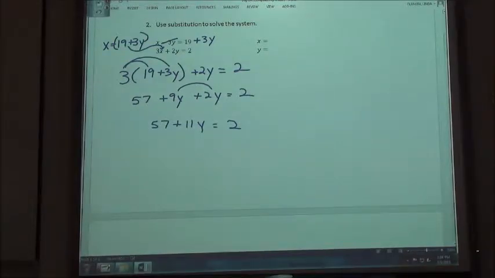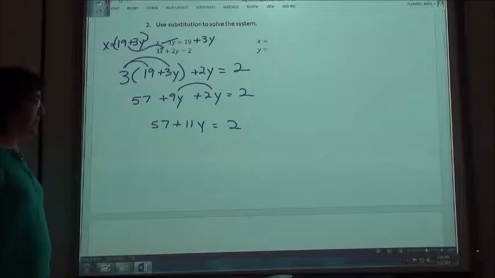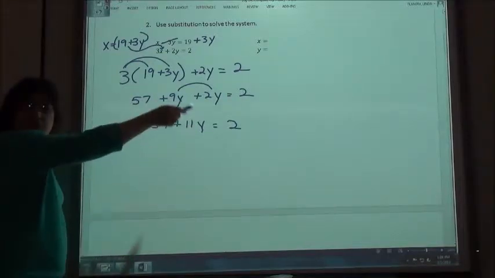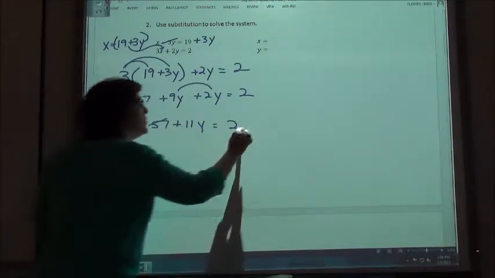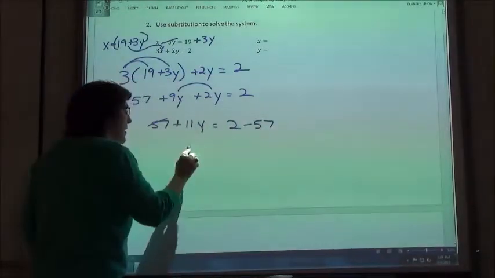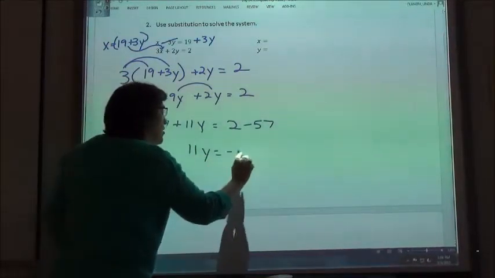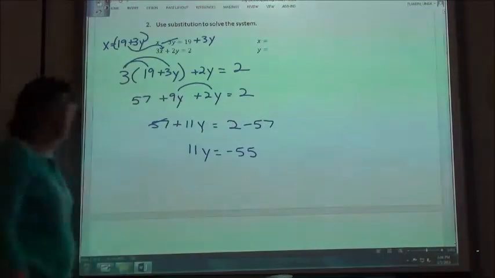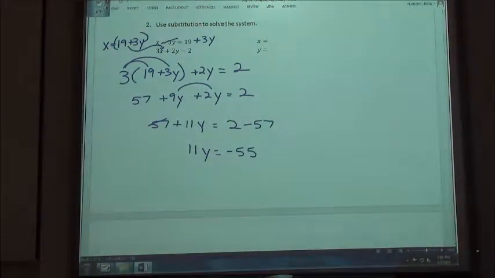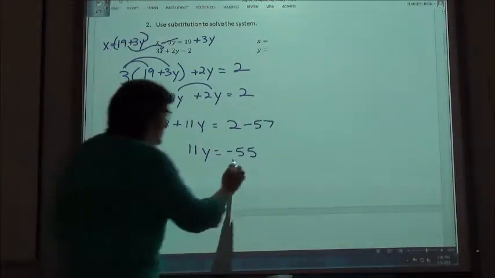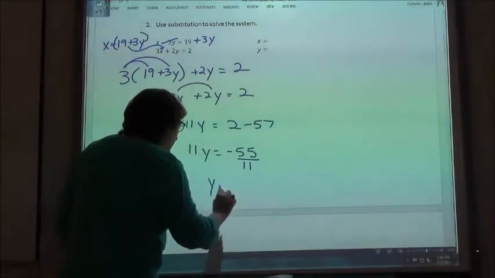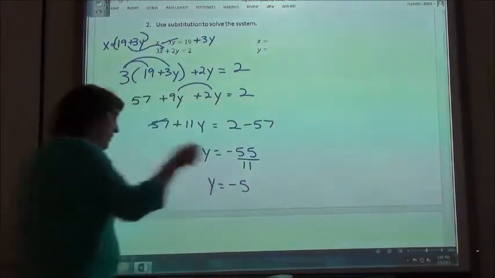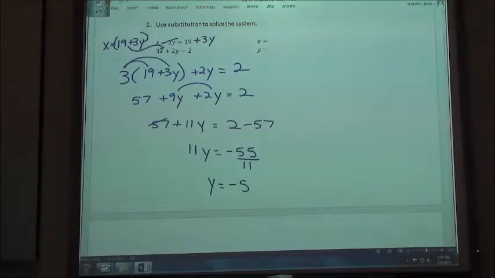Then we're going to subtract the 57 to get the y by itself. So minus the 57, 11y would equal negative 55, right? And then divide by 11. y equals negative 5. By the way, if that's not coming out to a nice integer, a nice whole number, we know something's wrong because you're not going to get any fraction answers.